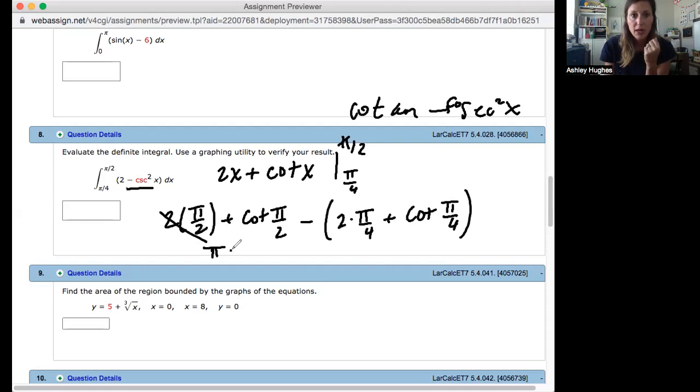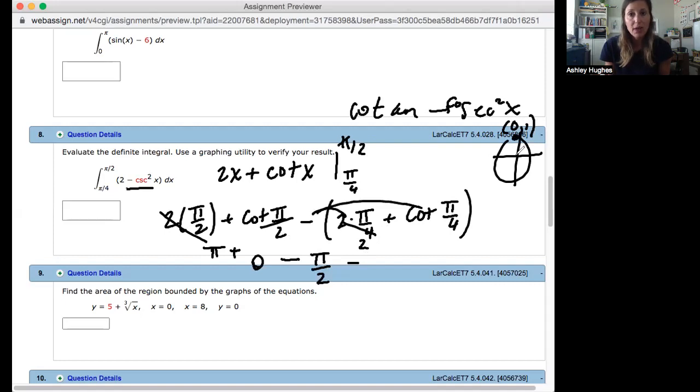These cancel, so I just get pi. The cotangent at pi over 2. We're up here, that's 0, 1. Cotangent is x over y instead of y over x, so that'd be 0. Minus, this is pi over 2. And then minus cotangent of pi over 4.